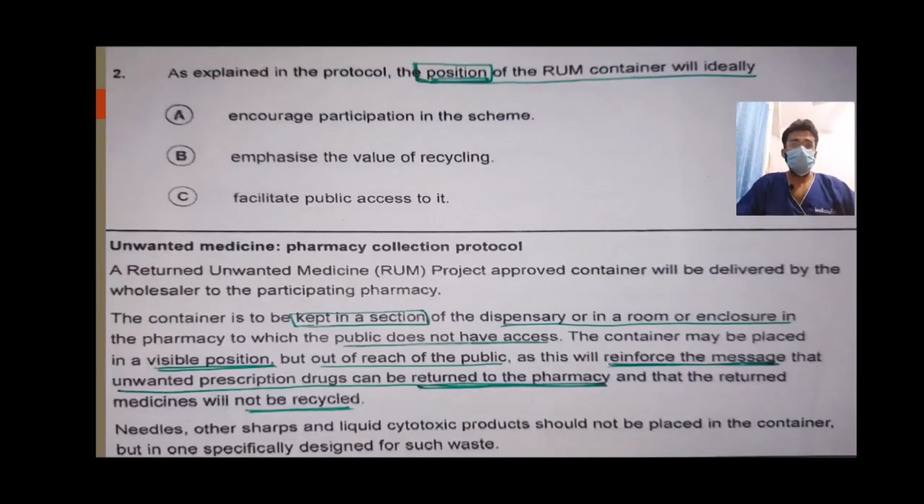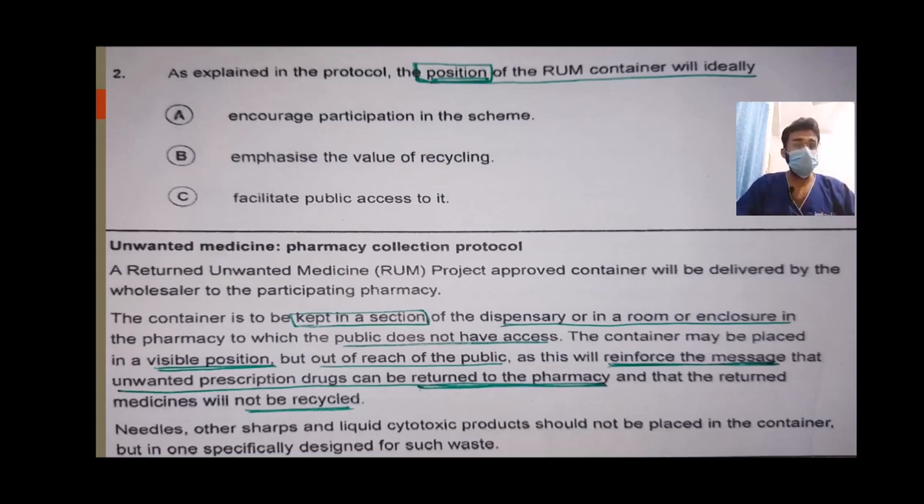Let's discuss example number 2. Let's read the question. As explained in the protocol, the position of the RUM container will ideally... Okay, now he's asking about the position of the RUM container. Keep in mind what the question is about. The question is about the position of the container. Okay, let's read the text. A returned unwanted medicine (RUM) project approved container will be delivered by the wholesaler to the practicing pharmacy. Okay, the container is to be kept in a section... So he is starting to talk about the position of the container.